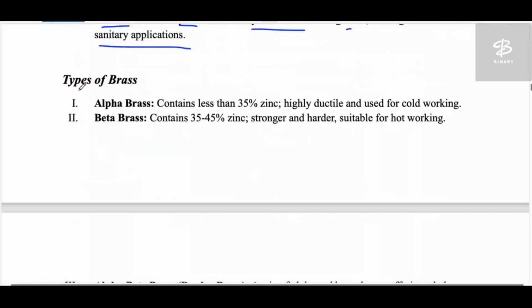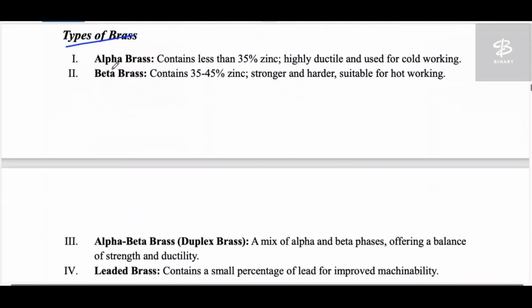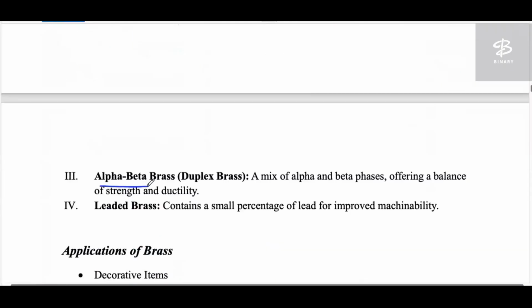Now, types of brass. The first one is alpha brass, the second one is beta brass, the third one is alpha-beta brass, and the fourth one is leaded brass. What are they having?